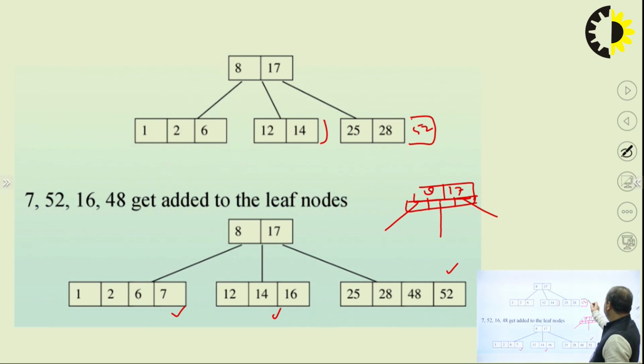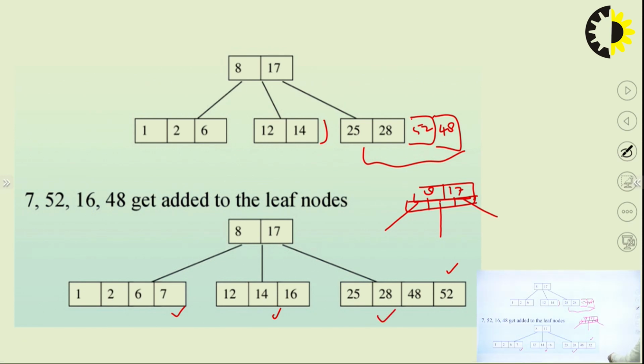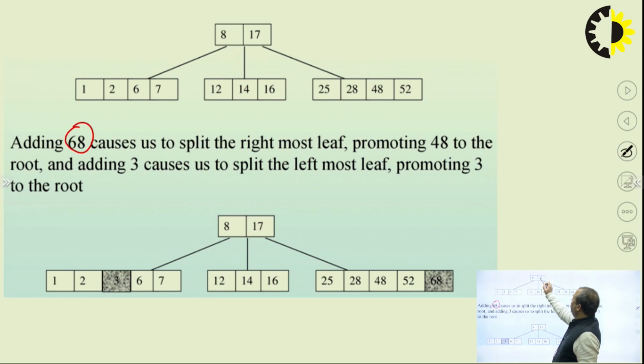So 48 will come here, and then we sort. After sorting, we get this one like this. Further, 68, where will it go? Any key value which we are going to insert must always be compared with the root value. So 68 is greater than 17, so it will be the right child of 17. Now this node is already full, so we can insert 68 here. Why is it full?